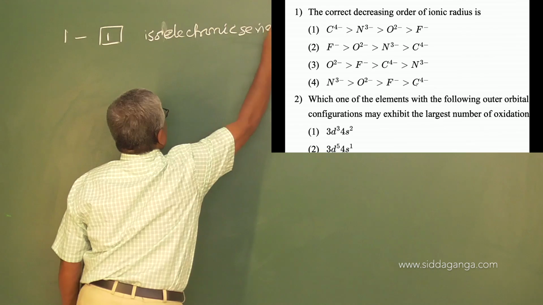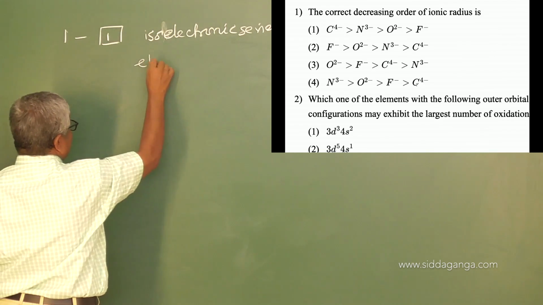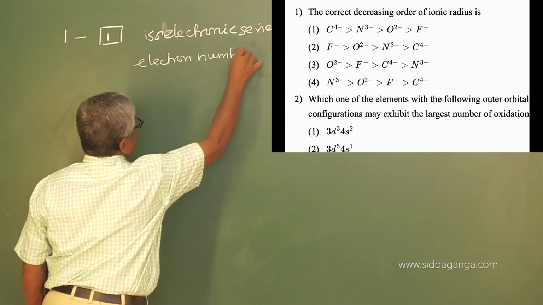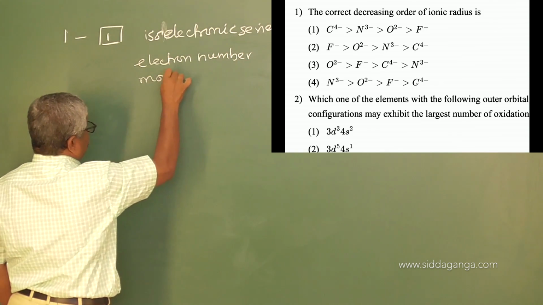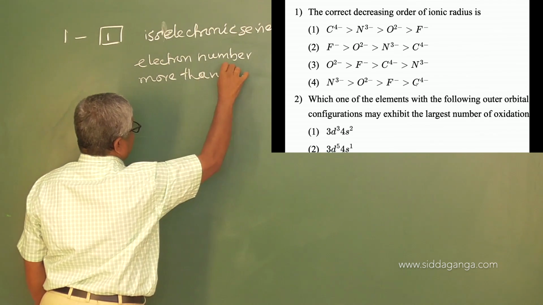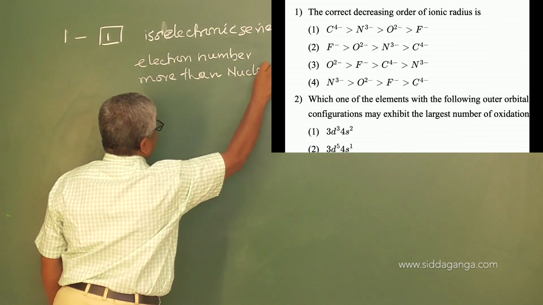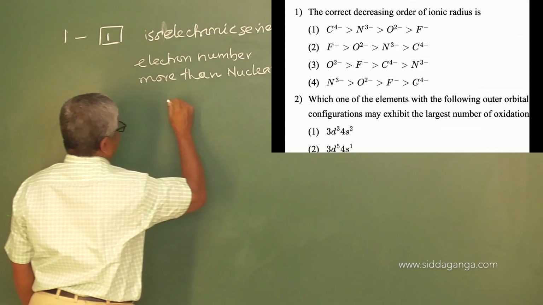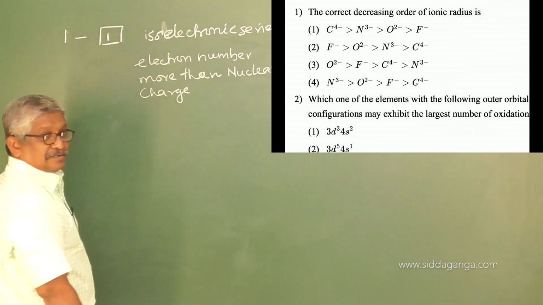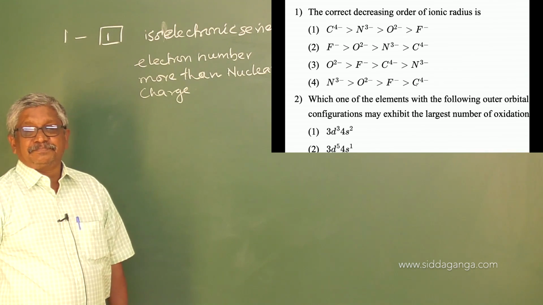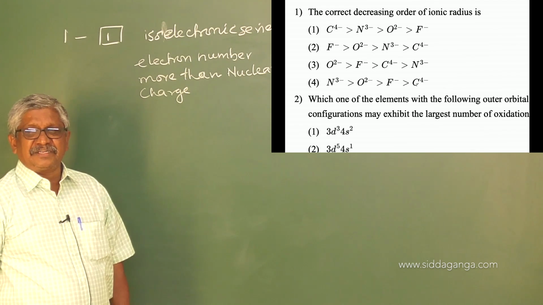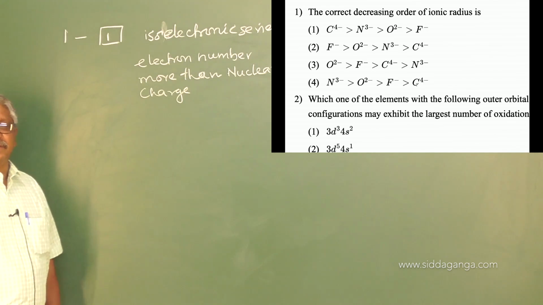Isoelectronic series, and electron number more than nuclear charge. So the ionic radius is more for carbon, it is greater than nitrogen, greater than oxygen, and greater than fluorine.